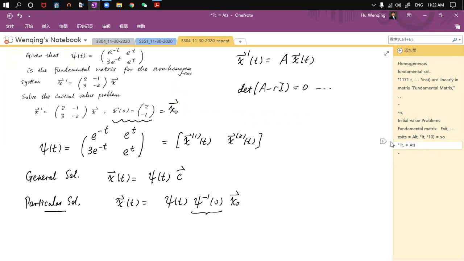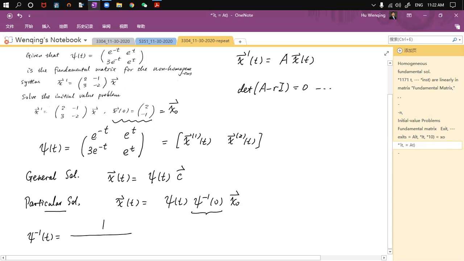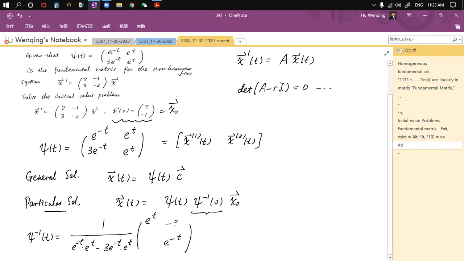Now, once you know that, you can see that if psi of t is something like this, then psi inverse of t is equal to 1 over the determinant. The determinant is e power minus t multiplied by e power t minus 3 times e power minus t multiplied by e power t. And then you switch the diagonal, so e power t, e power minus t, and you take a negative sign on the off diagonal. So you're going to have something like this.